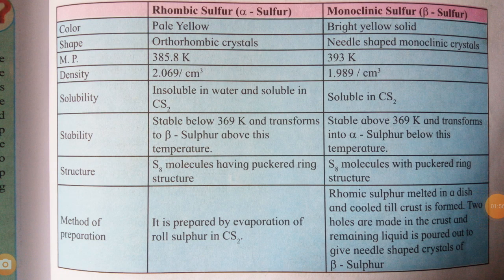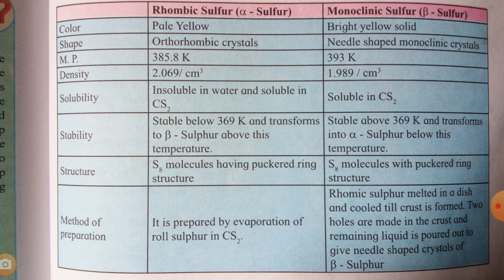If we discuss rhombic, that means alpha sulfur, and beta sulfur: the color of rhombic is pale yellow, monoclinic is a bright yellow solid. The shape of rhombic sulfur is orthorhombic and monoclinic sulfur is a needle shape. The melting point of rhombic sulfur is 385.8 Kelvin, monoclinic MP is 393 Kelvin. Density of rhombic is 2.069 per cm3 and monoclinic sulfur density is 1.989 per cm3.